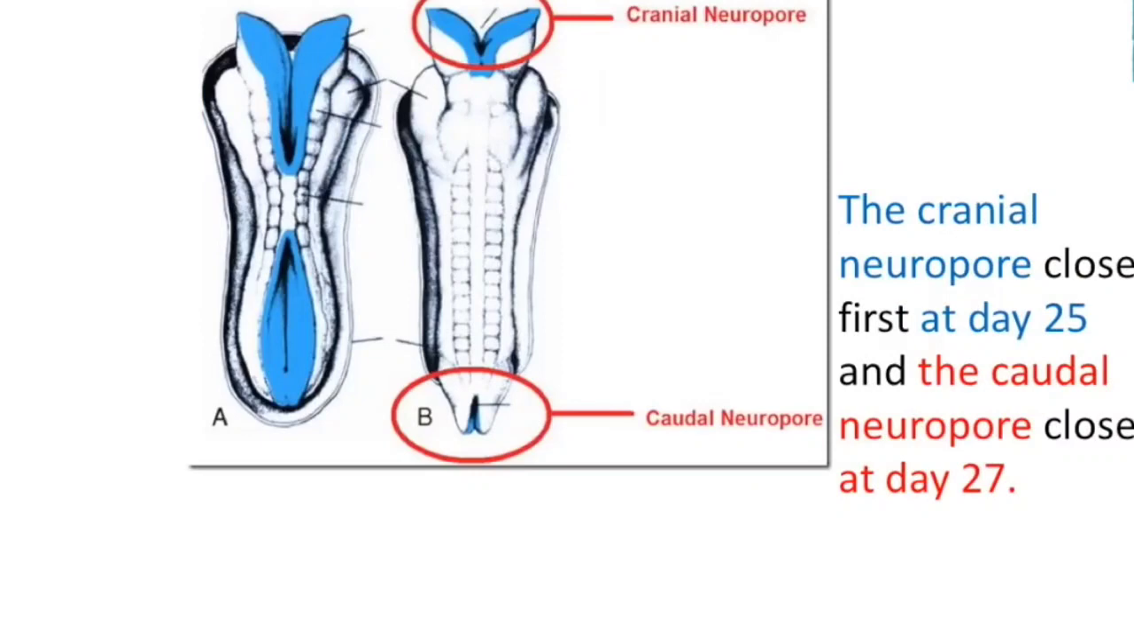Now, this is another picture of the neural tube. The neural tube has two endings, a cranial end called the cranial neuropore and a caudal end called the caudal neuropore. Both close normally in the embryo. The cranial neuropore closes first at day 25, and then 3 days later, on average at day 27, the caudal neuropore closes. Failure of closure of those two neuropores will give you congenital anomalies.